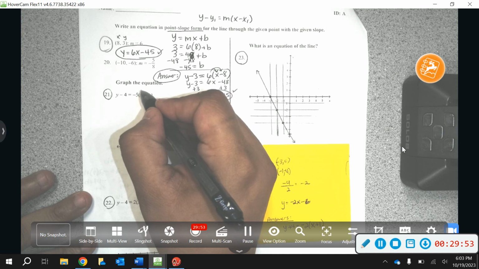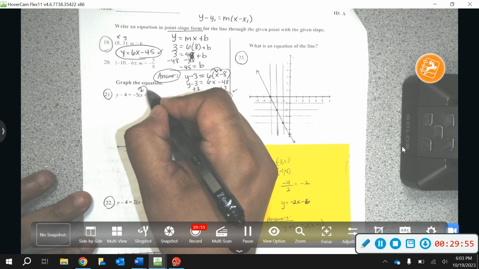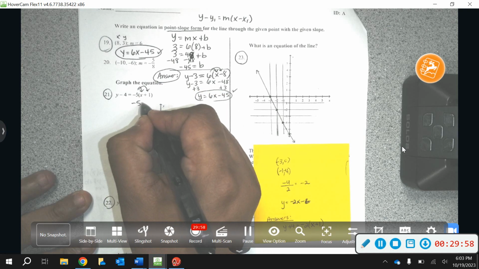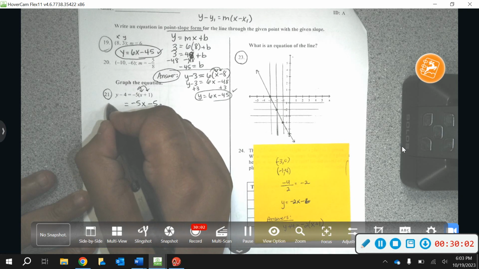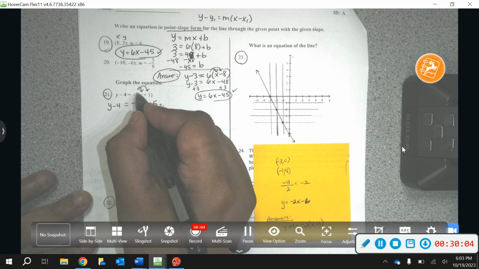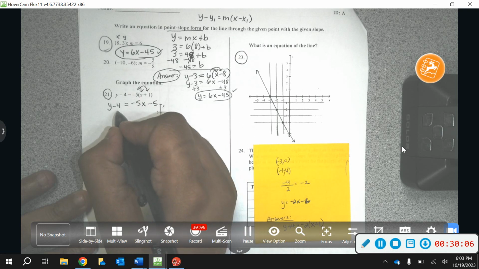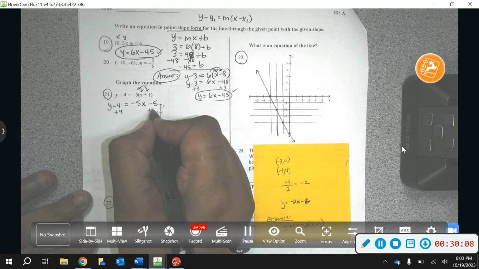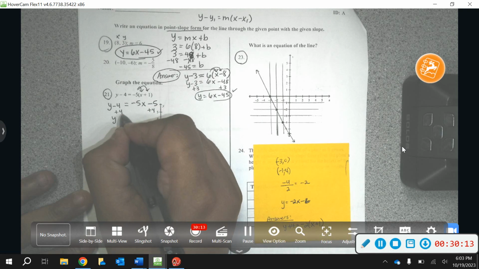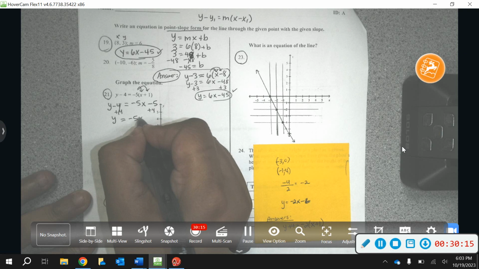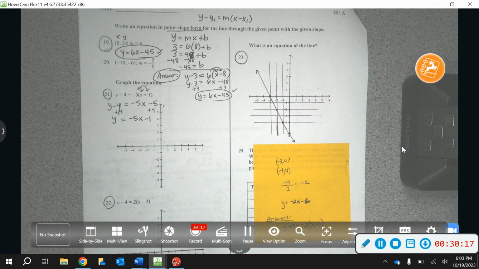So what I need you to know how to do is solve for what? Solve for y. So we have negative 5x and then minus 5 equal to y minus 4. So all we did is distribute the negative 5 first. Then we're going to add 4 to both sides. And now we have y equal to negative 5x minus 1.